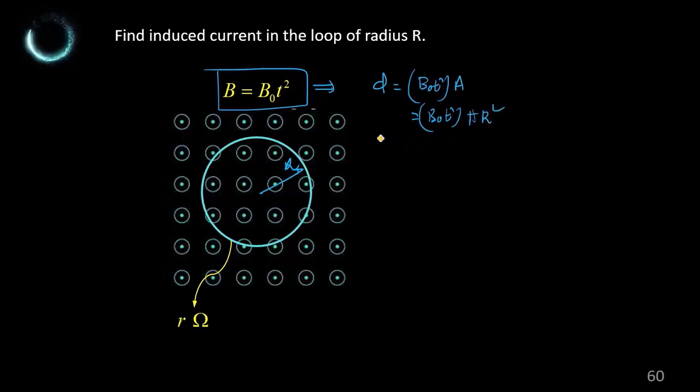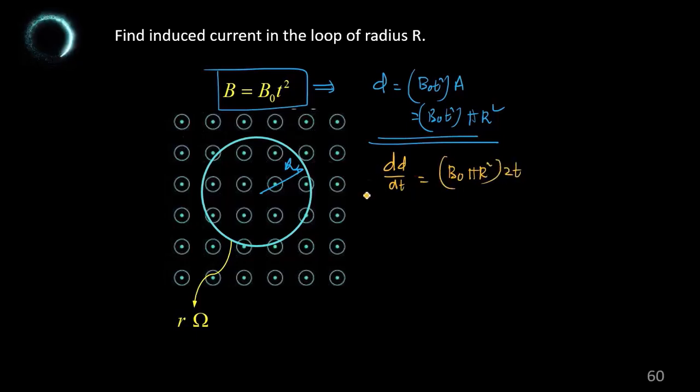So phi is a function of time, and now I can calculate d phi by dt. That should be equal to B naught into pi R square into 2t. That is d phi by dt. Correspondingly, the current I should be equal to d phi by dt divided by small r, because small r is the loop resistance. So I equals B naught pi R square into 2t by small r.